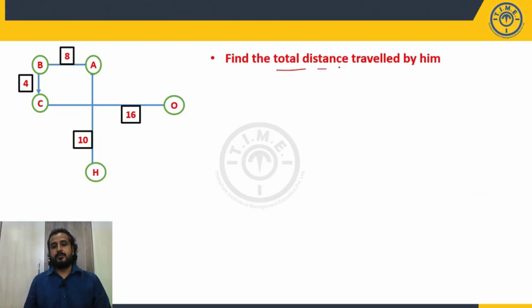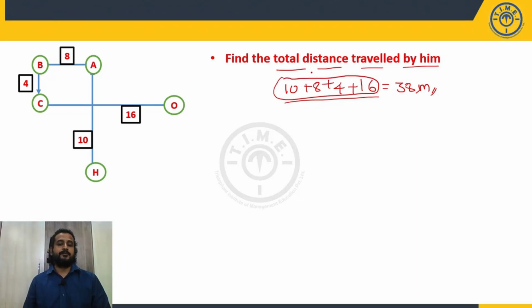When they are asking for the total distance traveled by him, simply add all the distances, that is 10 plus 8 plus 4 plus 16. 18 plus 4, 22 plus 16, 38 meters. So how much distance did he travel in total? A total of 38 meters he traveled.